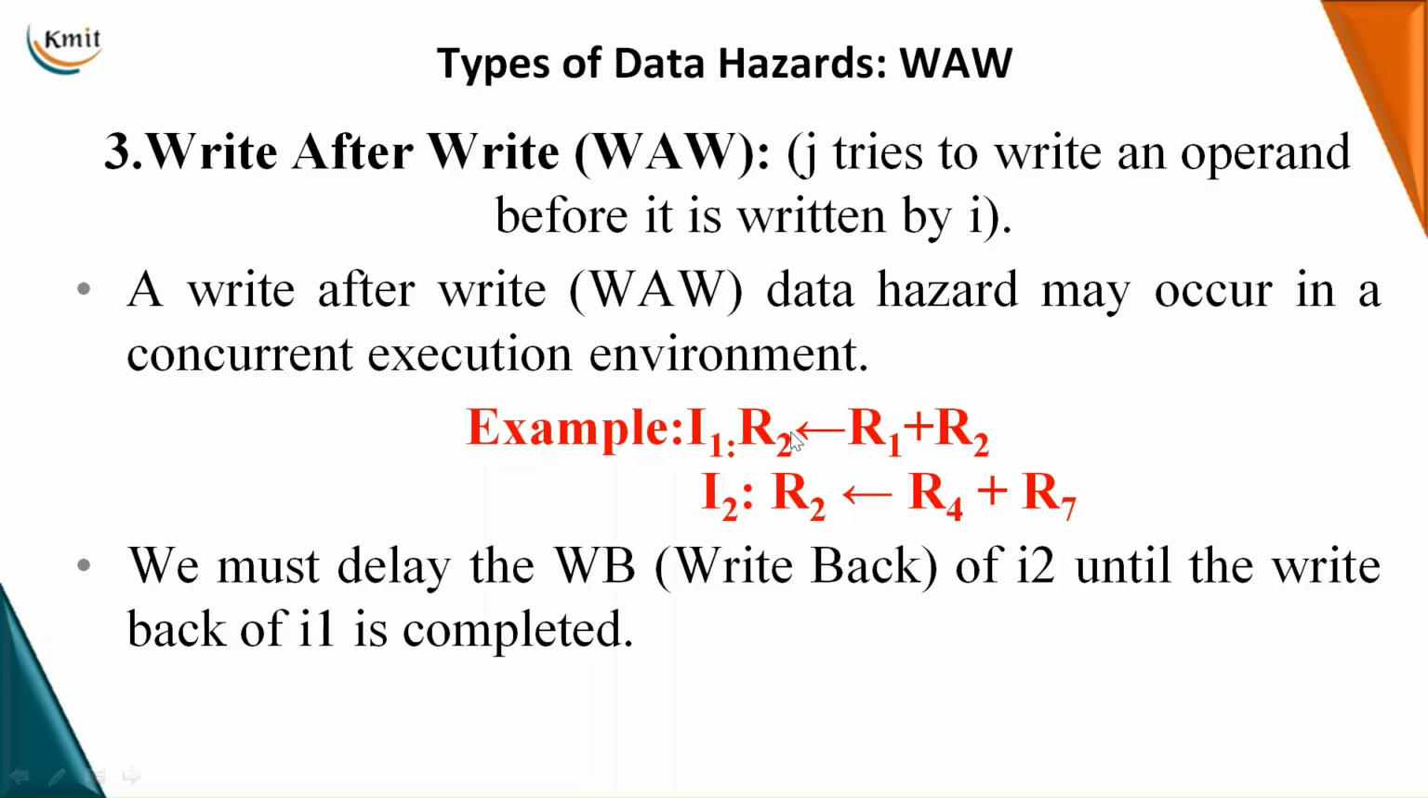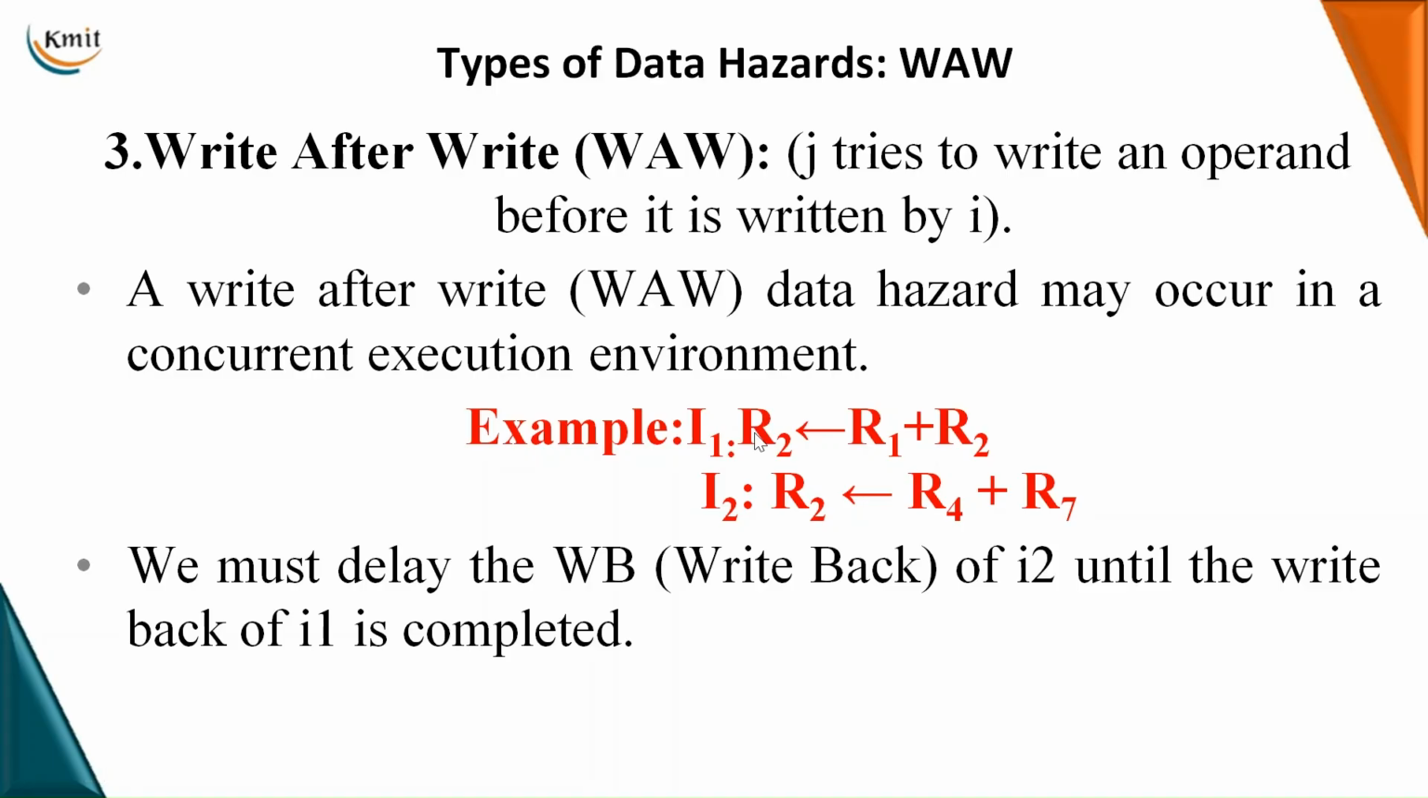Consider a situation in which I2 completes its execution before I1. In that case, we have to delay the write back stage of the instruction I2 until the write back of I1 is completed. Because as we know, the main rule of pipelining is that the result of the pipeline execution must be equal to the result of a sequential execution. Only when we perform the write back stage of I2 after I1 do we get the correct result. Or else it leads to incorrect results. So we must delay the write back of I2. Even though I2 has completed its execution, we have to delay its write back stage until the write back stage of I1 is completed. That is the reason we call it a write after write data hazard.